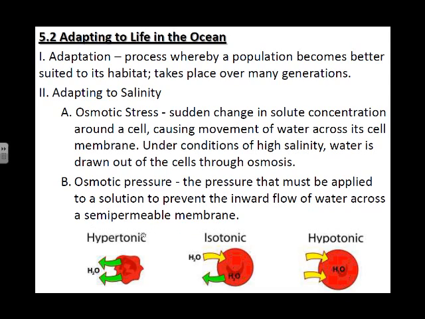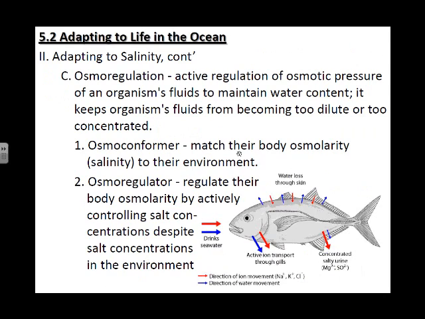Then there are hypertonic solutions. This would be like being in the ocean. And you can see with this cell, because there's so much salt surrounding it, it tends to lose water. And this is the stress that marine organisms must adapt to: the loss of water due to osmotic pressure. So, what do they do? Well, there is something called osmoregulation, which is the active regulation of osmotic pressure of an organism's fluids to maintain water content. So it prevents organisms' fluids from becoming too dilute or too concentrated.